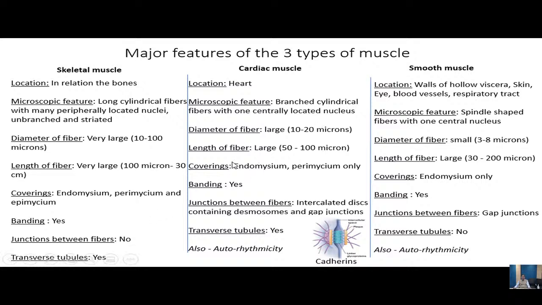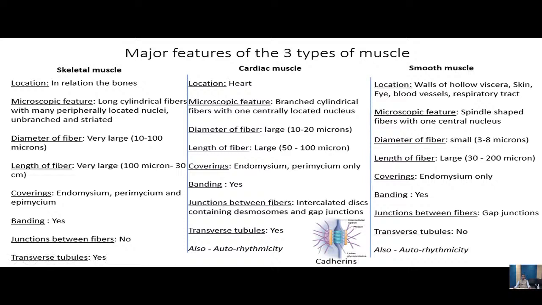When you look at the length of the cardiac muscle, it varies between 50 to 100 microns. And the length of the smooth muscle varies between 30 to 200 microns. So both can be large, but the skeletal muscle fibers can be very, very large. Now let us look at the coverings of each of these three types of muscle.